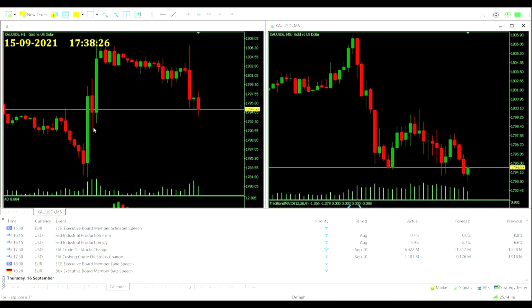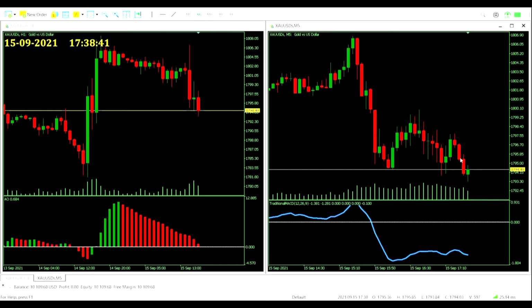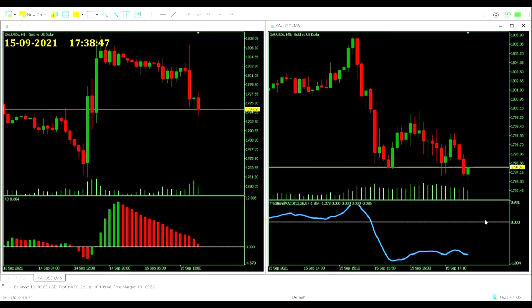Just over an hour on now, it's coming up to 20 to 6, and we can see those crude oil stock exchange numbers. Minus 6.4 million actual against minus 1.8 forecast. But if we look at the charts, we're seeing price come down again. It's just found new lows in these new candles here. The MACD line nowhere near the zero.